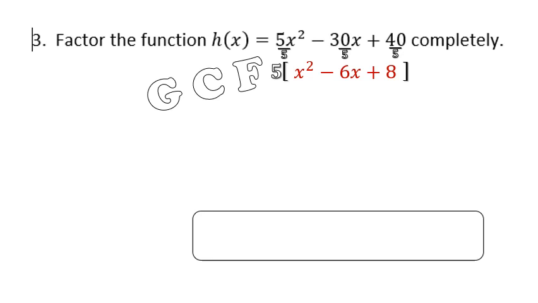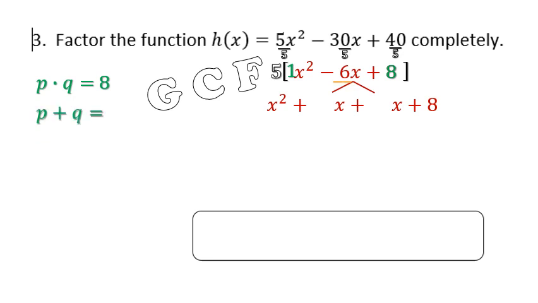Now it's still a trinomial. We know 3 terms means split the middle term. x squared plus blank x plus 8. So I need 2 numbers that multiply to be the first times the last. That's 1 times 8, so 1 times 8 is 8. And 2 things that add to be the middle term, which means negative 6.